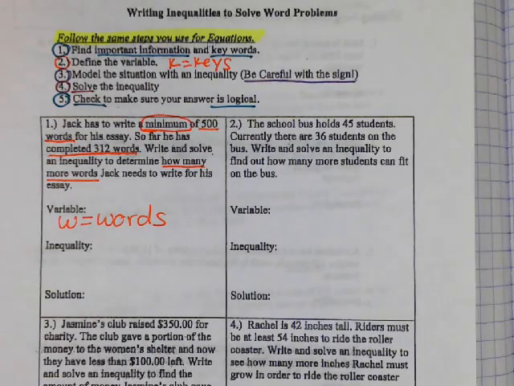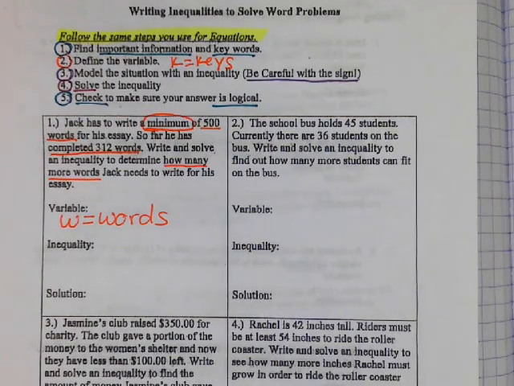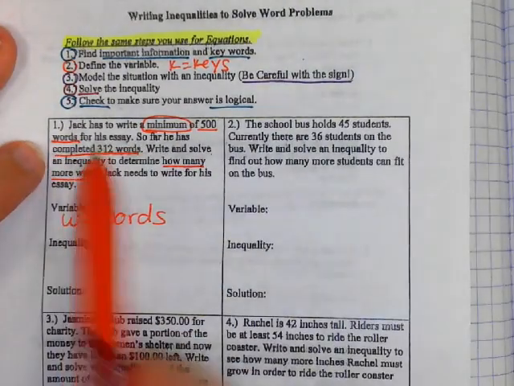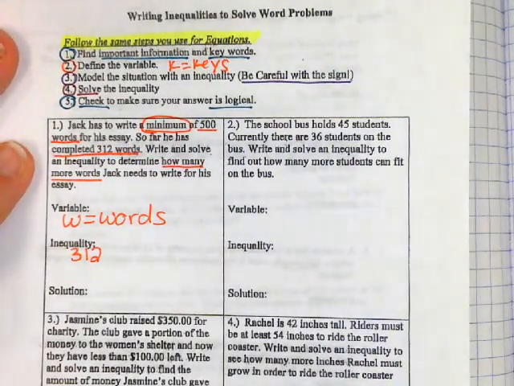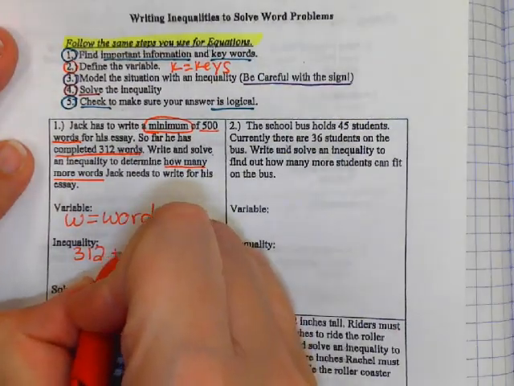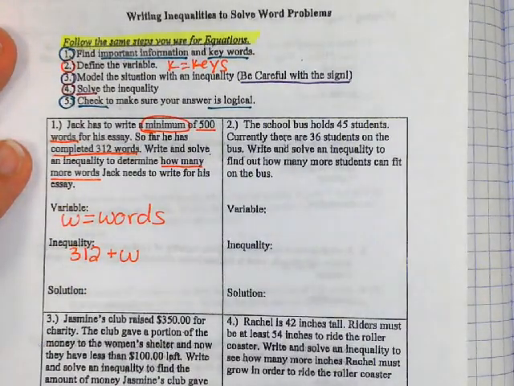If you need a refresher on what those specific words are, look back to yesterday's lesson. We wrote those key words down for you in your notes. We took those as notes. All right, so just like with everything else, so far he has completed 312 words. So 312 words is already what he has. How many more does he need? That tells me to add. I'm going to see how many more words he needs.